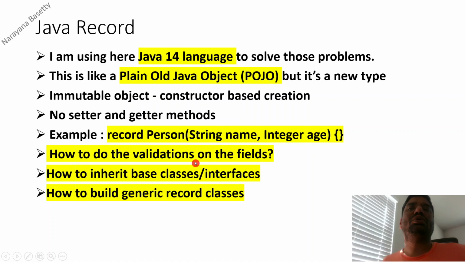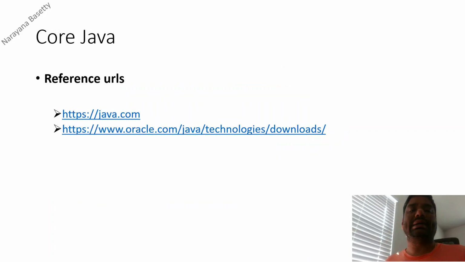We will deep dive into how to do validations on the fields, how to inherit base classes and interfaces, and how to build generic record classes as per our application use case. These are the basic and deep dive things which we are going to learn. Please listen from beginning to end so that you will be able to get some knowledge and hands-on learning.